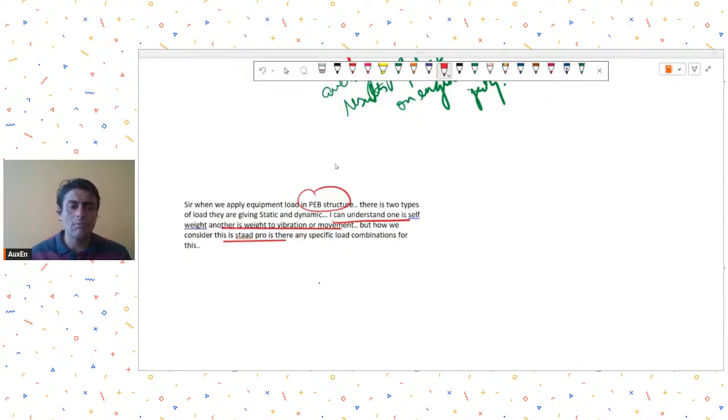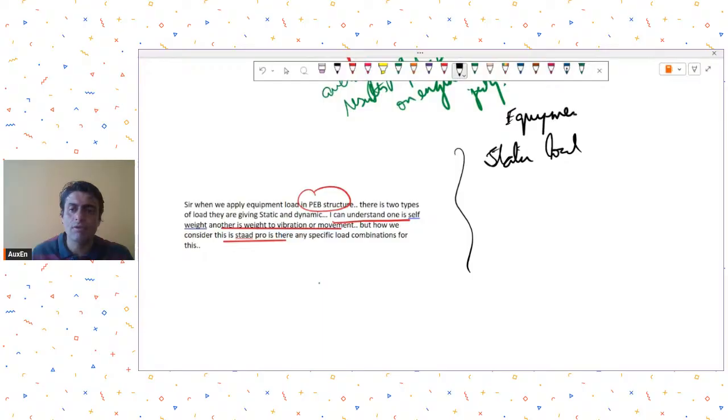So generally, the equipment supplier gives you a static load, and they also give you a dynamic load. So for each equipment, you will get a static load and you will get some dynamic load. Now in static load also, they may give you some empty load. Okay, so by empty load I mean the self weight or the own load.